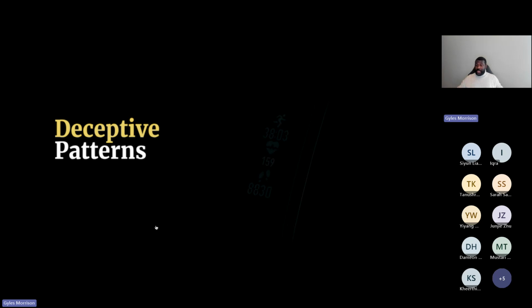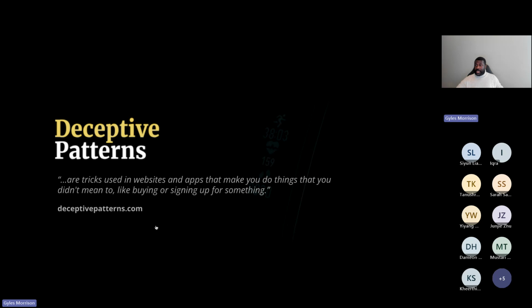So, yeah, deceptive patterns are basically any tricks used in websites and apps that make you do things that you didn't mean to, like buying or signing up for something. I'm sure we've all experienced that. You might even have experienced it today. You were on a website and you had to get rid of some pop-up that was trying to sell you something or convince you to give away your email address.